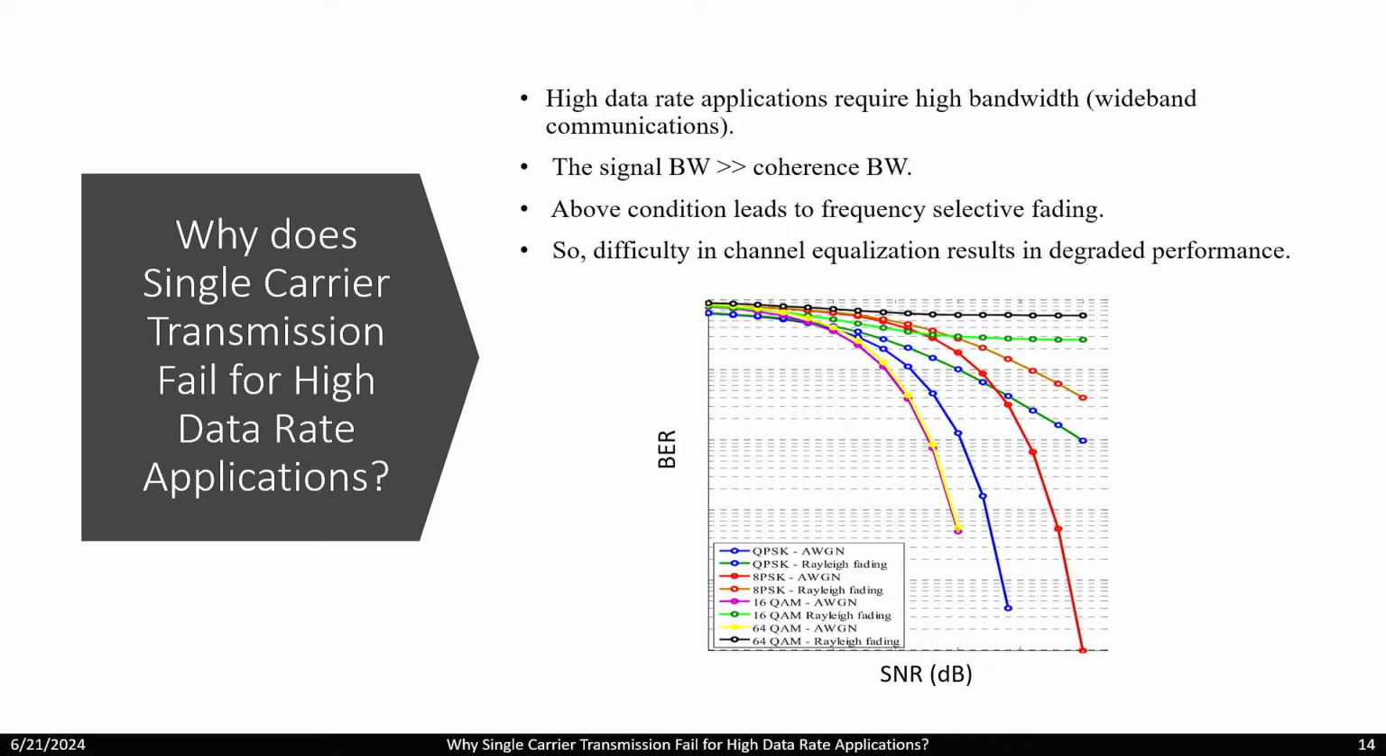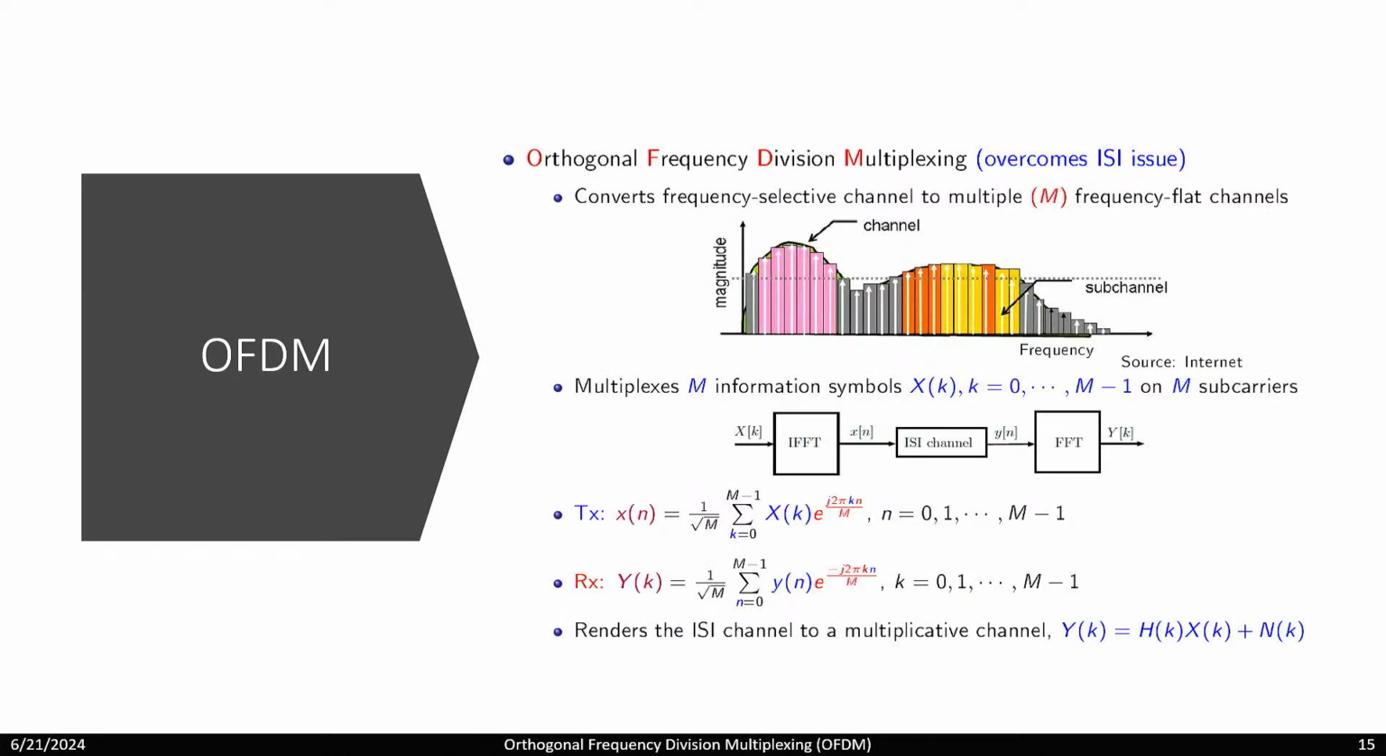You can see the graph. QPSK AWGN means single carrier in AWGN, and with Rayleigh fading; that is, without fading and with fading, you can see these two graphs. You can observe that in the fading case the BER is very high, around 1, while for the non-fading case it is very good. It is the waterfall curve. So it shows the failure of single carrier transmission for high data rate applications. The solution for that is OFDM.